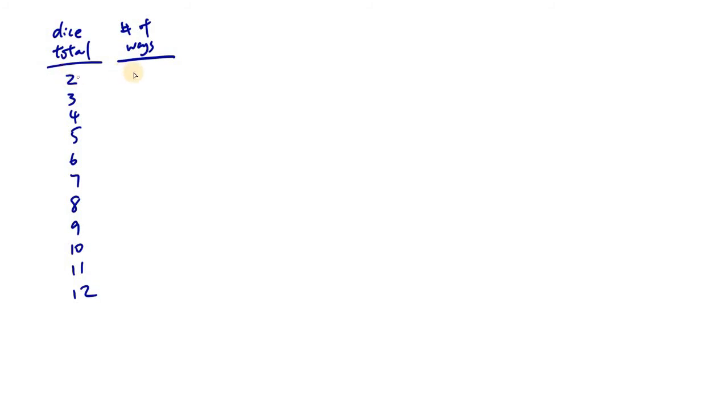For 2, there's only one way, which is 1, 1. For 3, there are 2 ways, which is 1, 2, and 2, 1. For 4, you can kind of already see the pattern. For 5, there'll be 4 ways. For 7, 6 ways. For 8, there'll be 5, 4, 3, 2, 1. So it goes from 1 up to 6, and then it goes back down to 1 when it hits 12.